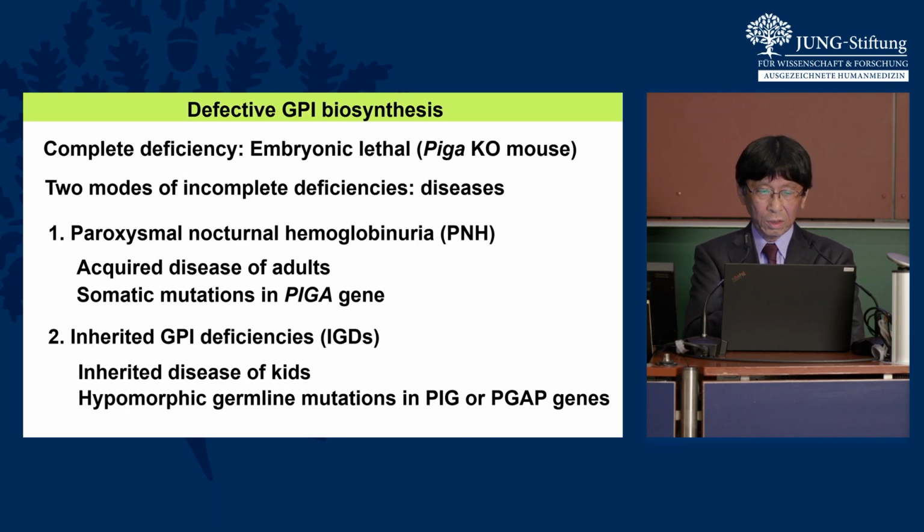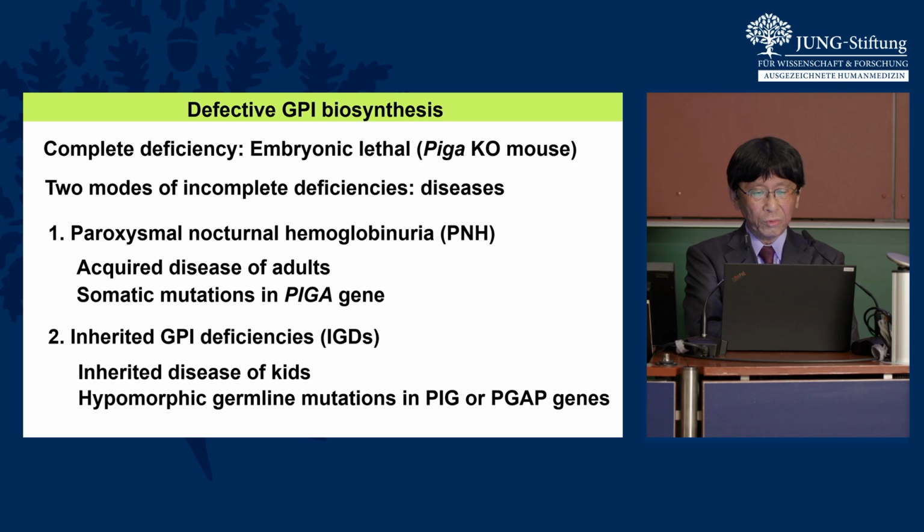Now I move to the GPI deficiency. Because the GPI anchor is important for more than 160 various proteins, if the GPI biosynthesis is completely deficient, it causes embryonic lethality at a very early stage of embryogenesis. This was shown in the Piga knockout mouse.